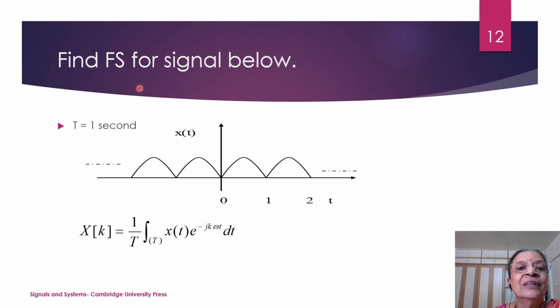So let us consider the Fourier series for the signal below. This signal is a rectified sine wave, and it has a period equal to 1 in this case, and it is symmetric, and you can say it is an even function of time. In this case the period is equal to 1 second. So how do we write Xk? It is 1 upon T, that is the period, integration over the complete period, x(t) e raised to minus j k omega t dt. This is the formula.